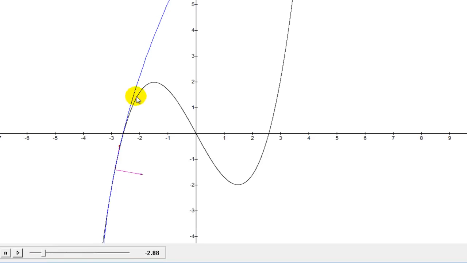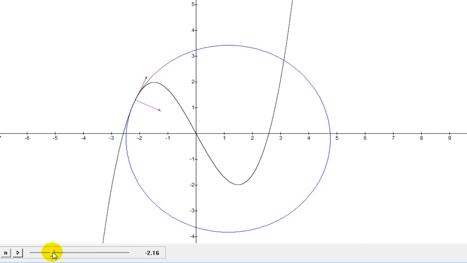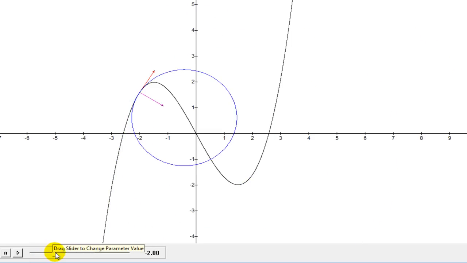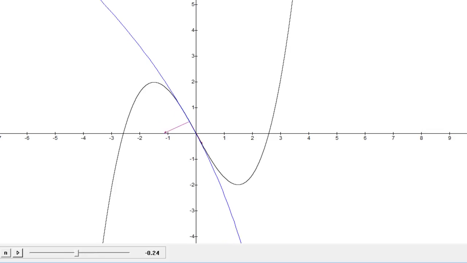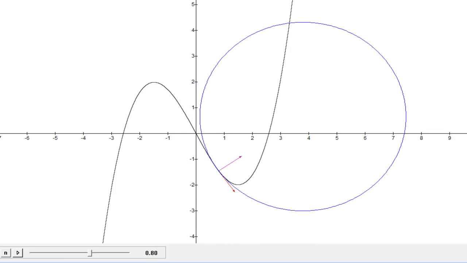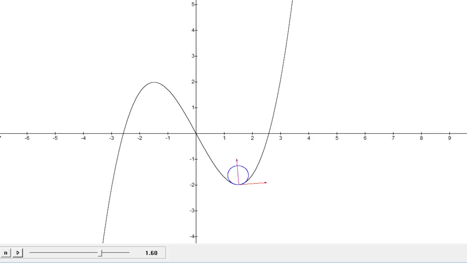So if we approach the bend in this curve, we expect the curvature to increase, or the radius of the circle to decrease, as we see here. Again, remember, the curvature would be 1 over r, where r is the radius of this blue circle. Again, as we approach this next bend or curve, the radius decreases, increasing the curvature, and so on.